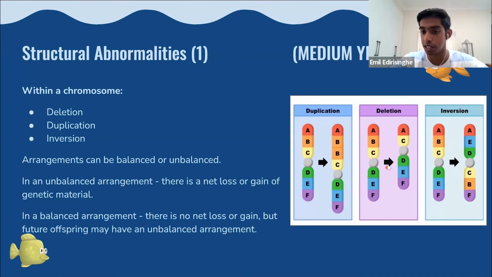Furthermore, you can also get these deletions. So here the B has been deleted again. And also you can get these inversions where the order has been switched around. So as it says on this slide, the arrangements can be balanced or unbalanced.